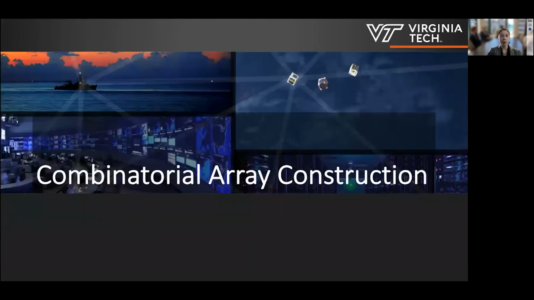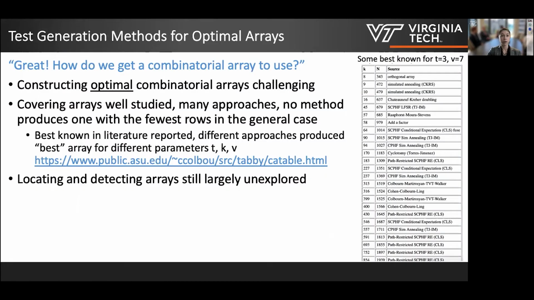Next, let's talk about combinatorial array construction. So let's say that you've decided, great, we would like to do combinatorial interaction testing. How do we get a combinatorial array to use? Constructing optimal combinatorial arrays is challenging. Covering arrays are well studied, and there are many approaches, but no method produces one that has the fewest rows in the general case.